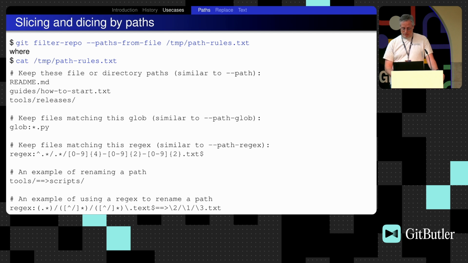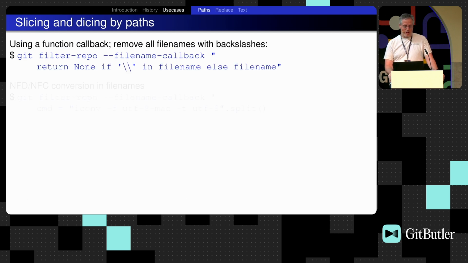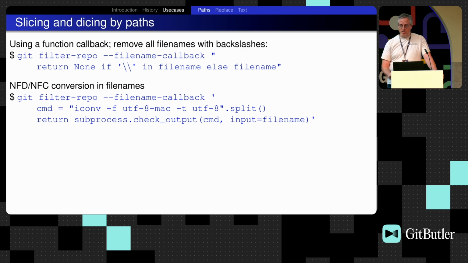And if that's not flexible enough for you, we allow you to specify things by code. So there's a filename callback, and you can just specify actual Python that it'll compile into a function and use as it's doing the rewrite. So for example, if you want to remove all file names with backslashes, just write this simple little command on the command line that includes some Python code, and it says, okay, I'll delete the files that have a backslash in it.